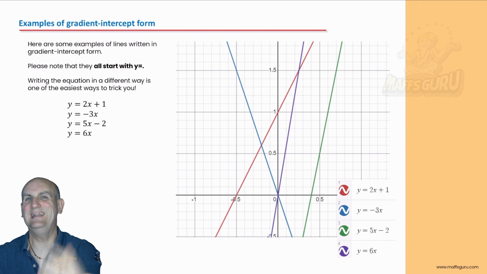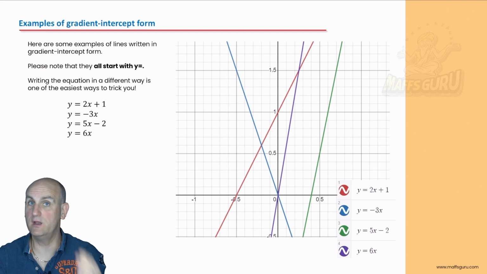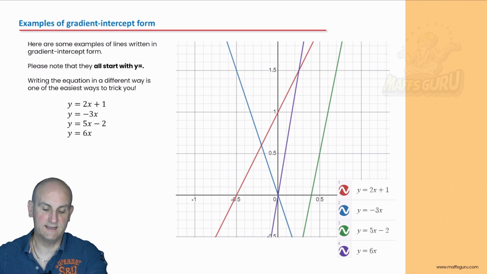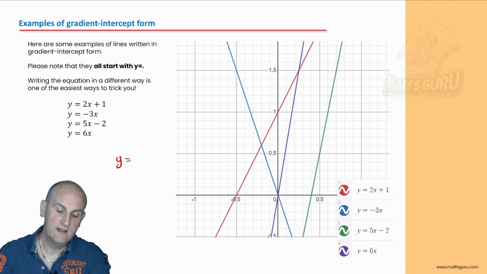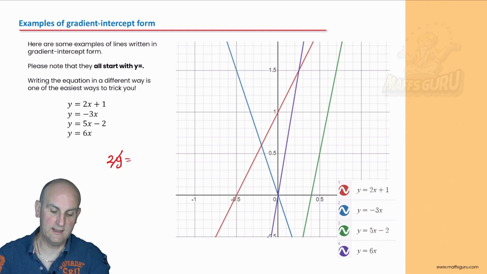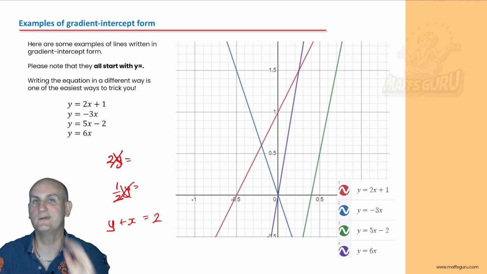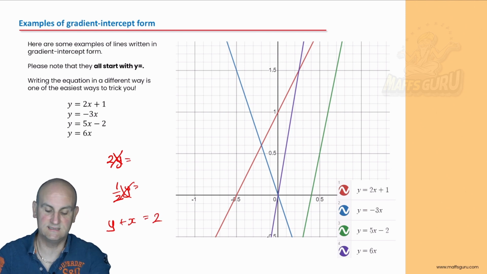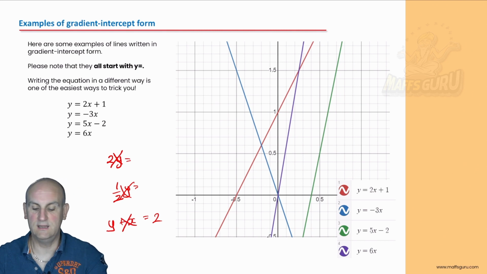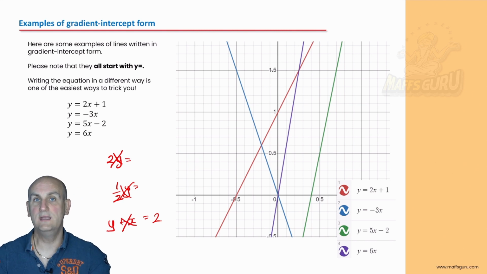And so if I read any graph whatsoever, so long as I know where it crosses the y-axis and I know the gradient, I can write down this equation, easy peasy lemon squeezy. Now, again, what you need to notice is all equations to be written in this format must start y equals. They cannot start 2y equals. They can't start a half y equals. They can't be y plus x equals 2. Well, I'll come back to that later. But for gradient intercept form, it can't be that form either. It has to start y equals.